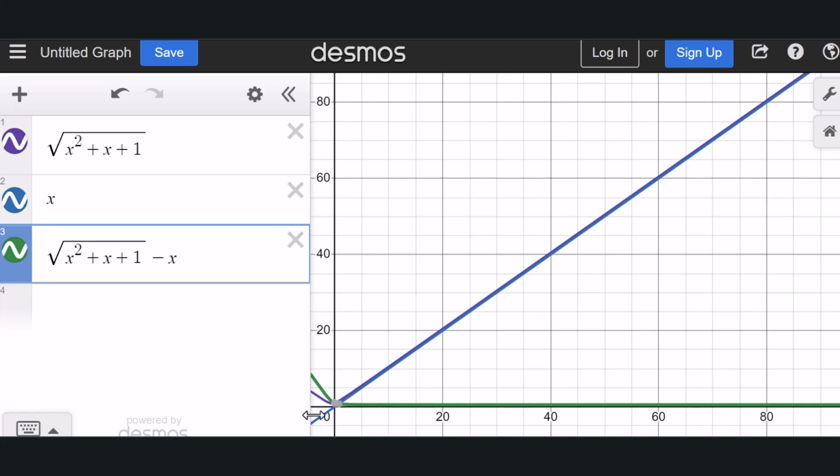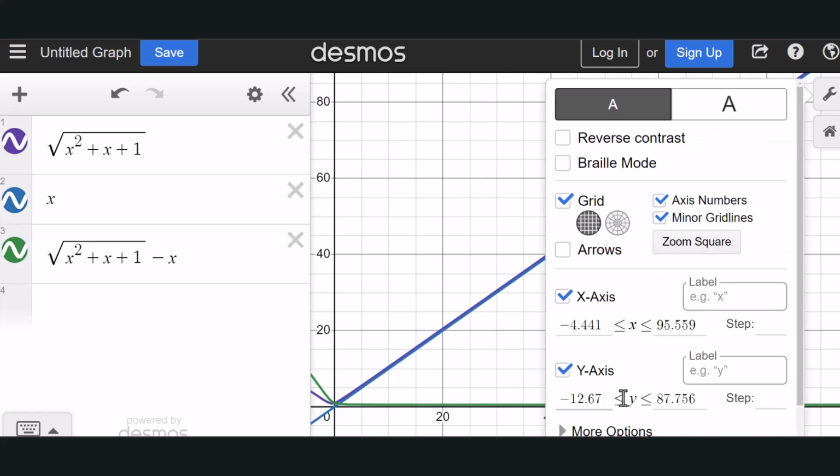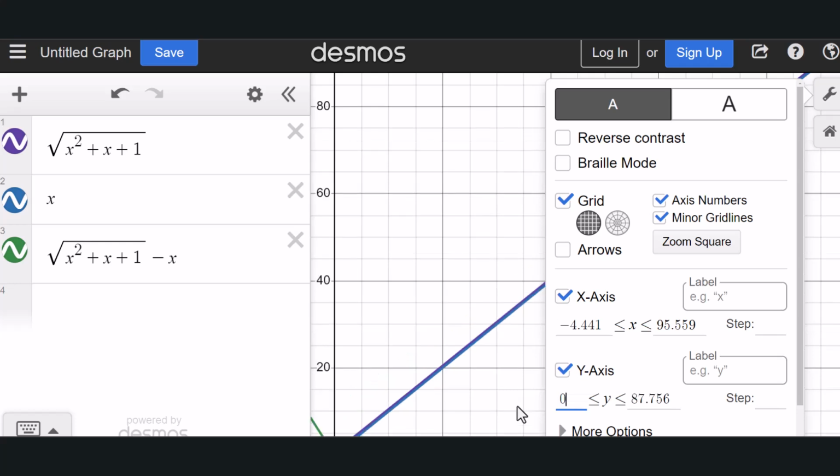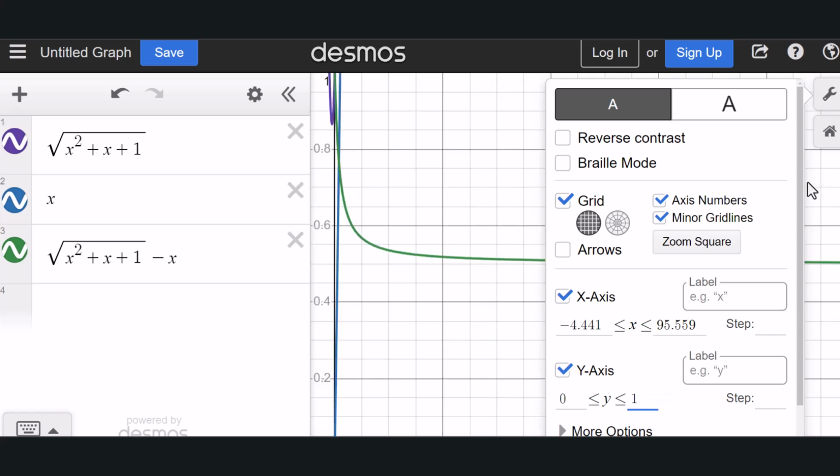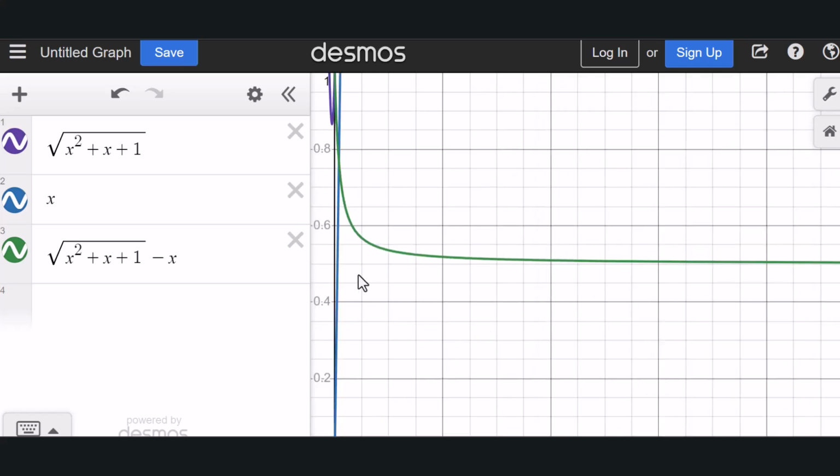We can go ahead and change the scale along the y-axis. Say we did this, go from 0 to, say, 1 for the y-axis, and then you can see the situation changes, right? As x goes to infinity, this green graph is no longer going to 0, rather it seems to be approaching about 0.5, or 1/2.